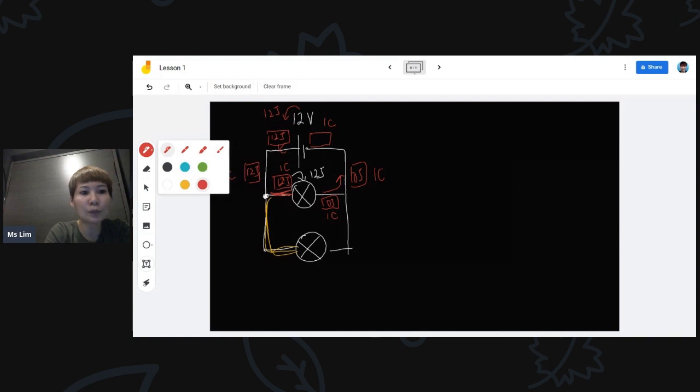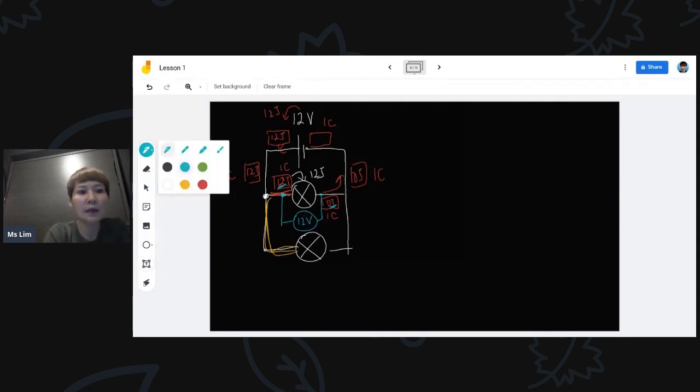So if I were to put a voltmeter to measure the energy difference between the charge before and after, this is the potential difference. The potential difference is really to measure the energy difference that the charge carries. Originally it was 12, after that it was 0. It tells me that 12 joules have been given to the light bulb for 1 coulomb. So this is 12 volt.